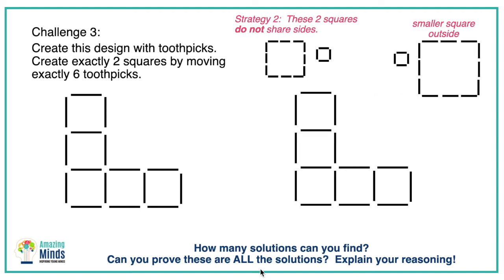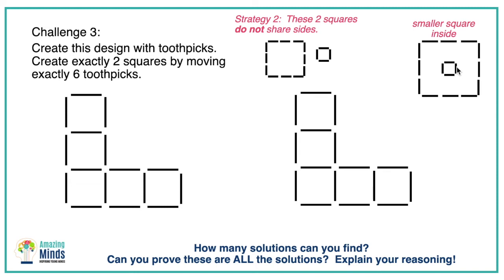For strategy 2, we determined that we could build a 3x3 and a 1x1 square, but they could not share sides. And there are really 2 options for that. One is to have the 2 squares, this smaller square outside of the larger square, and the other would be inside. So let's look at both. If you wanted to move and just build a separate square outside, you would have to move all of these toothpicks, and that is 8 pieces. So that is not a solution.